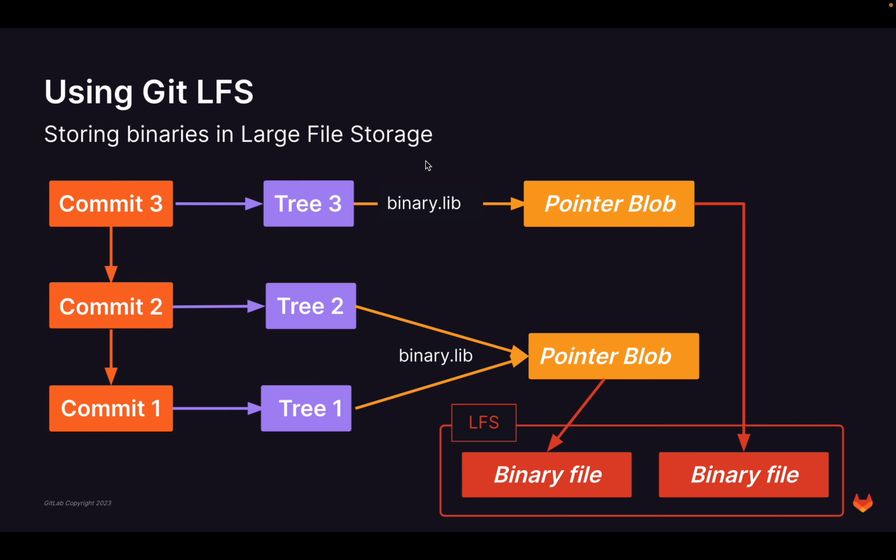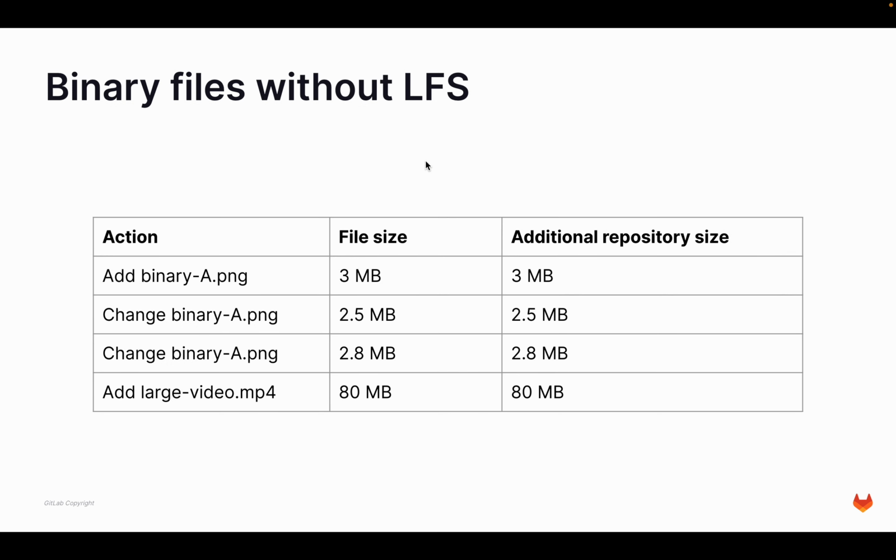Now, what does it do for your repository? Let's look at an example. Let's say you have a repository and you add a binary file that's 3 megabytes. Then your repository will become 3 megabytes larger. If you change that binary and you make it a bit smaller, like 2.5 megabytes, then your repository will be growing with another 2.5 megabytes. Because Git will not only contain the latest version, but also any previous versions.